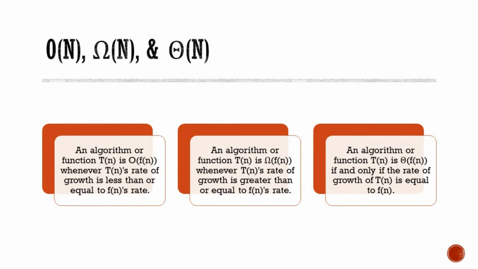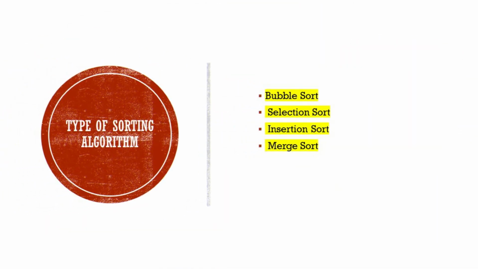As we can see, there are three forms of algorithm, and the rate of growth of each. And then the types of sorting algorithm: we have bubble sort, selection sort, insertion sort, and merge sort.